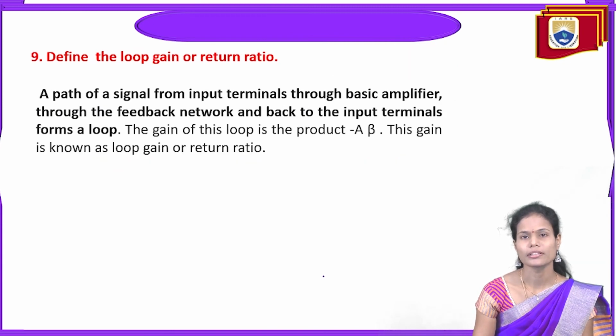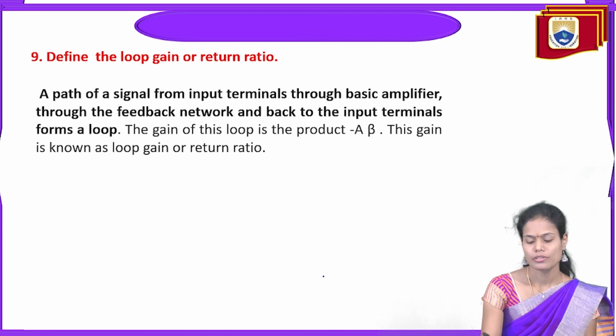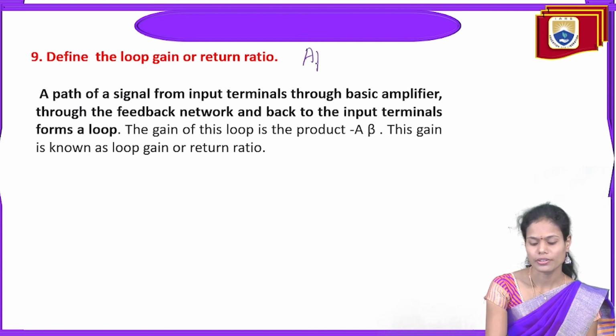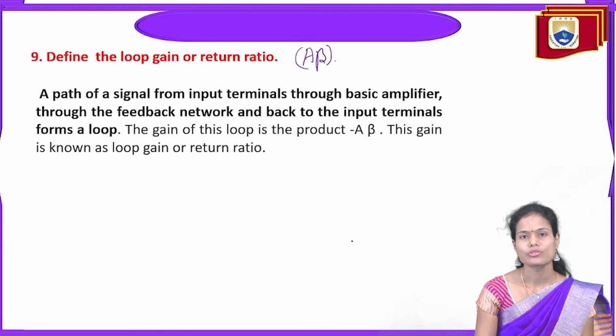And next, to define the loop gain or return ratio. So generally loop gain or return ratio we will indicate with A beta value. So a path of signal from input terminals through basic amplifier through the feedback network and back to the input terminals forms a loop. So the gain of that particular loop is the product of A beta here.